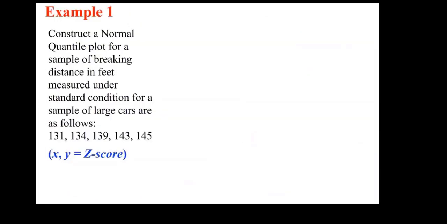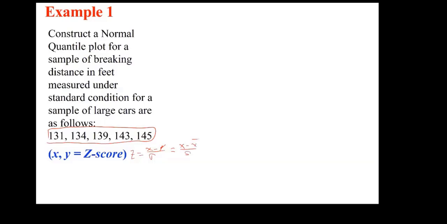So let's look at this very simple example. We are given the following. We want to construct a normal quantile plot for a sample of braking distances in feet measured under standard conditions for a sample of large cars. So this is a sample, and those are the x values. What is the y value? You have to calculate their z-scores. How do you calculate the z-score? x minus mu over sigma, or x minus x bar over s.